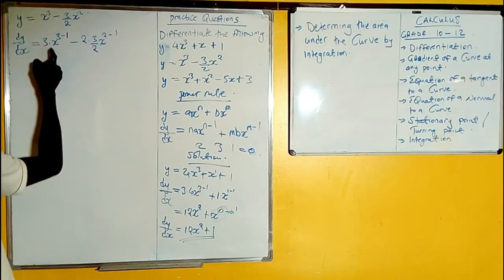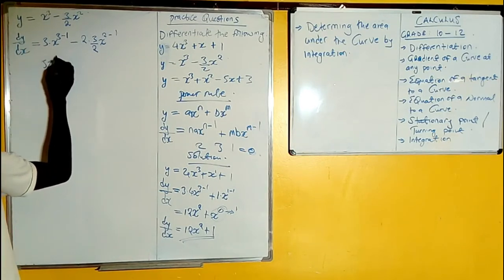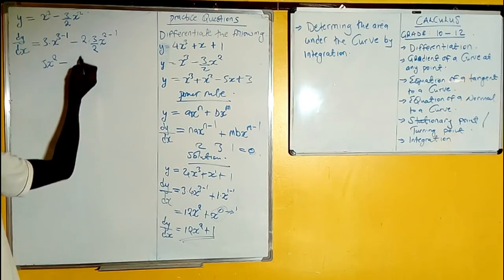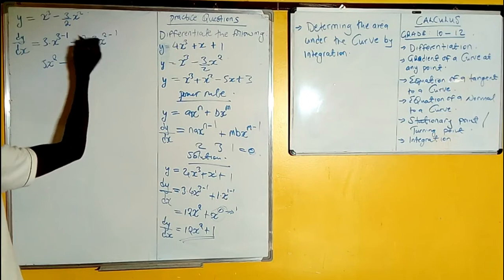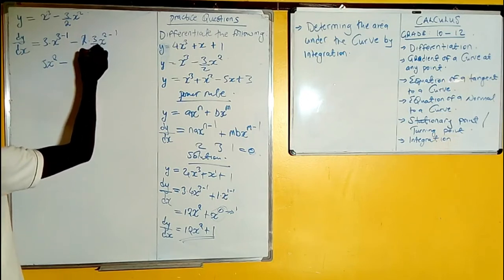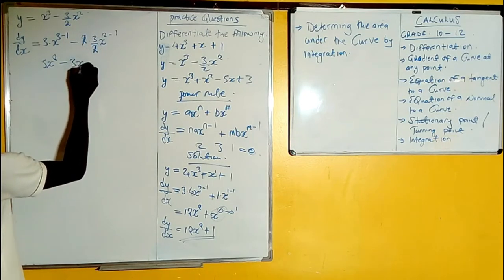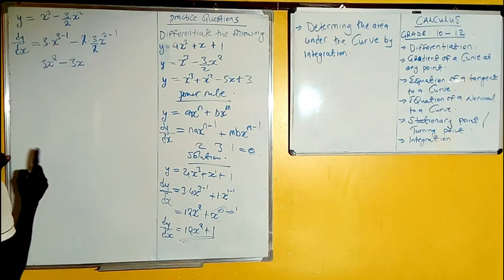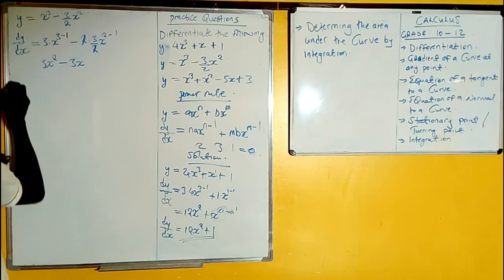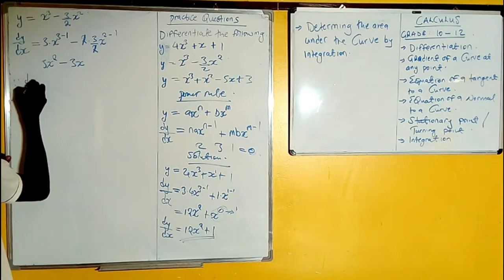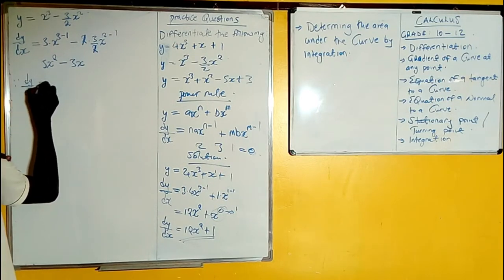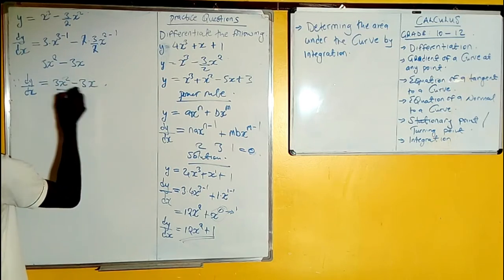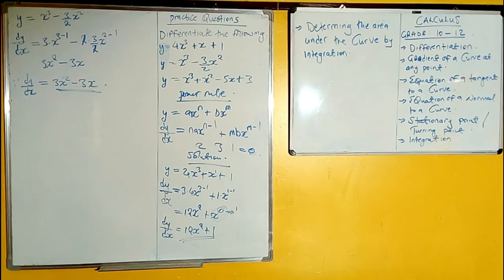So 3 times x will give us 3x, okay? Then 3 minus 1 will give us 2. Minus, then this 2 multiplied by 3 over 2 is just the same as this one and this one, they cancel, then you remain with the 3x. So 2 minus 1 is 1, so we don't write it if it's 1, we just have to know that it is there. So therefore here we are saying dy by dx is simply equal to 3x squared minus 3x, and we have differentiated.